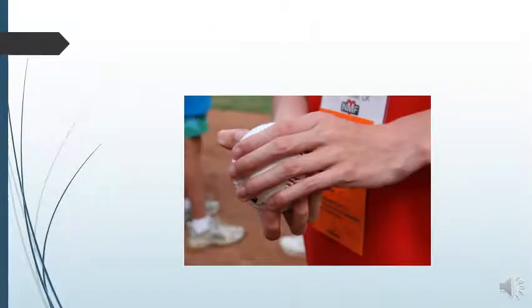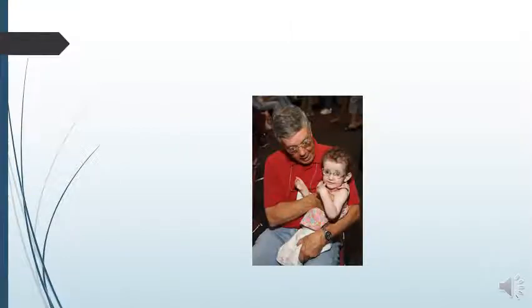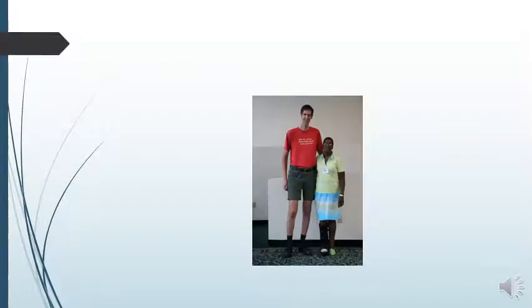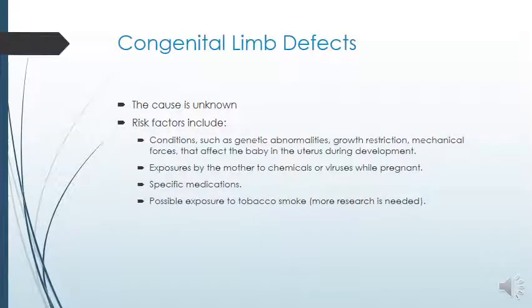This is a slide of a boy showing his spider-like fingers, his long fingers, which is referred to as arachnodactyly. This is a little girl who was born with Marfan syndrome. This is an adult with Marfan syndrome standing next to a normal height person. Let's look at some congenital limb defects.